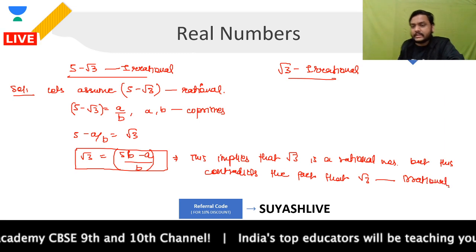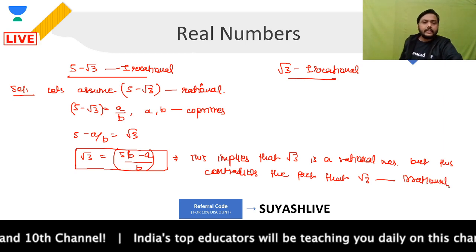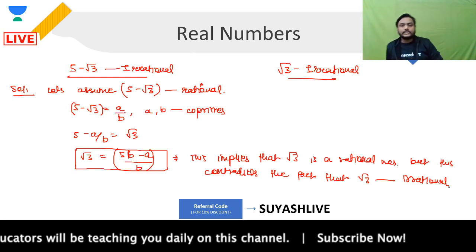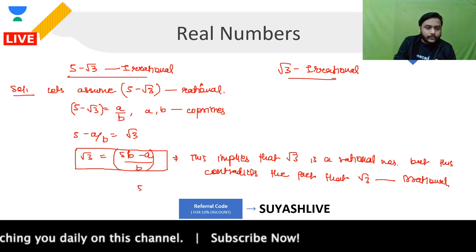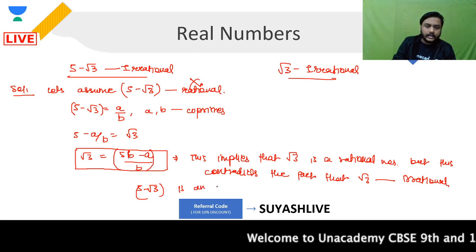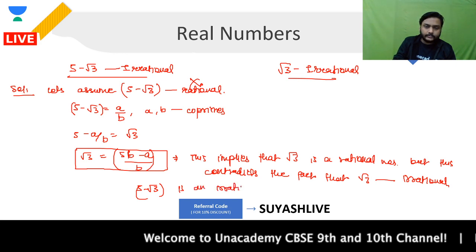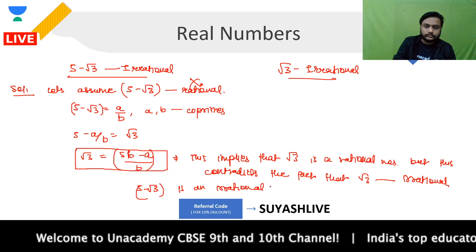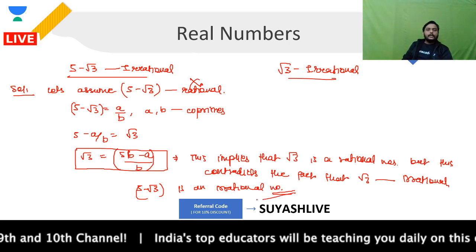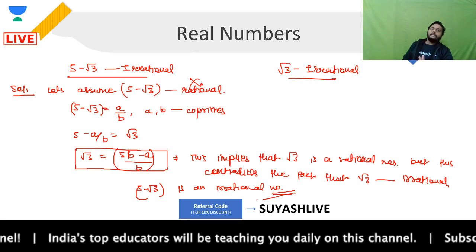So what you will say? That is why you will say that our assumption is wrong, and hence 5 minus root 3 is not rational. 5 minus root 3 is an irrational number. I hope that you all are clear with how we are gonna handle these kind of questions.